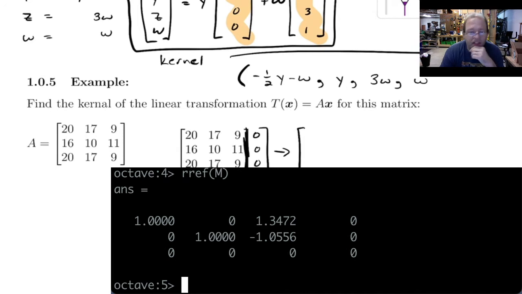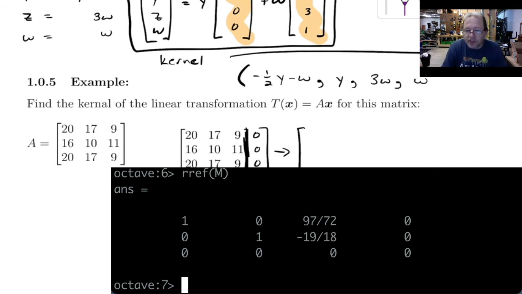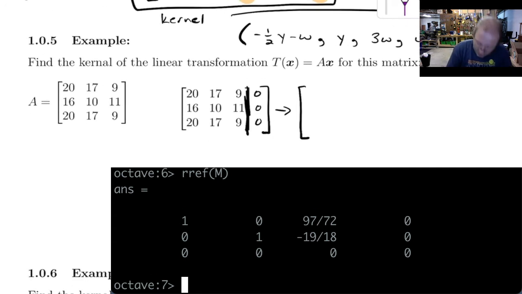Row reduce that. We get some kind of ugly looking numbers. Let's change that to rational format. Those don't look like they're too bad, but I can't recognize them right off. Yeah, there's no way I would recognize those fractions. So we get 1, 0, 97 over 72. And then 0, 1, negative 19 over 18. And then a row of all zeros.